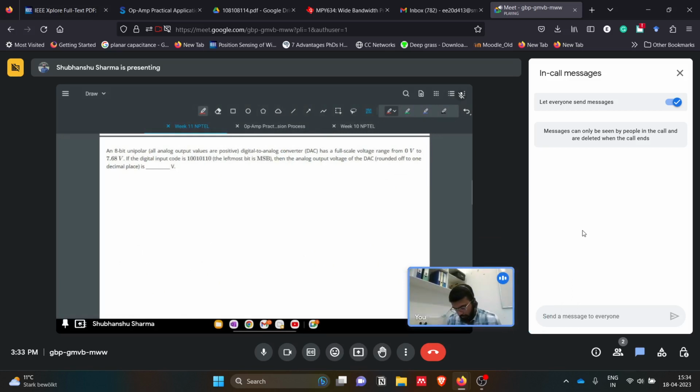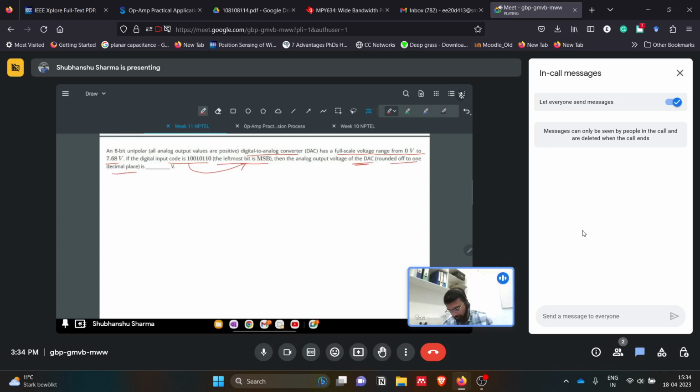So this question is saying an 8-bit unipolar digital to analog converter, that is a DAC, all analog output values are positive, has a full scale voltage range from 0 volt to 7.68 volts. If the digital input code is this, the leftmost bit is the MSB, then what is the analog output voltage of the DAC rounded off to 1 decimal place?